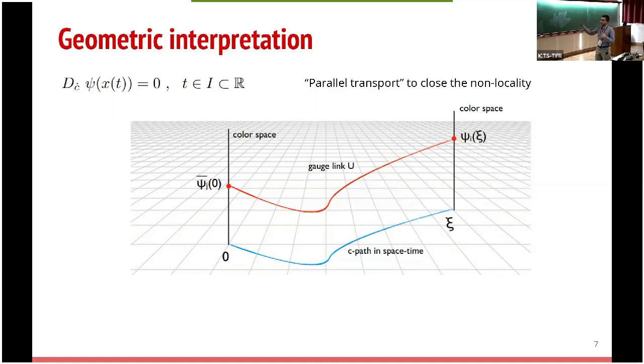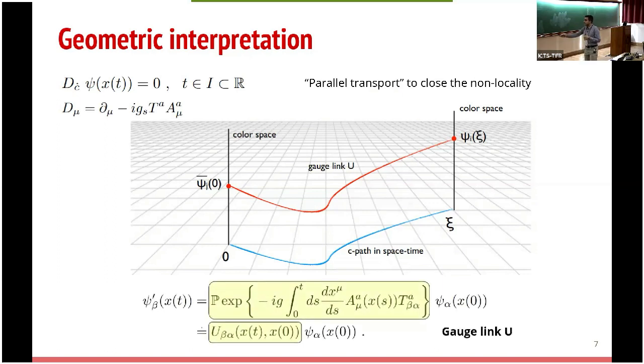I didn't invent this, of course. It's sitting in the geometry books of gauge theories and theories like general relativity. The solution of this parallel transport equation is a path ordered exponential. The operator that acts on psi at the point x of zero is the so-called gauge link. It is the operator that transports psi from this point to the other one. I invite you, as homework, to check this expression. Barbara addressed this expression also in her lecture this morning.